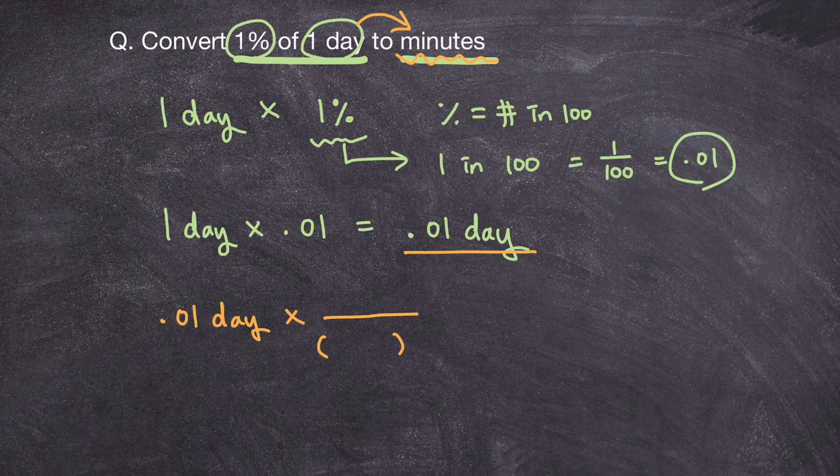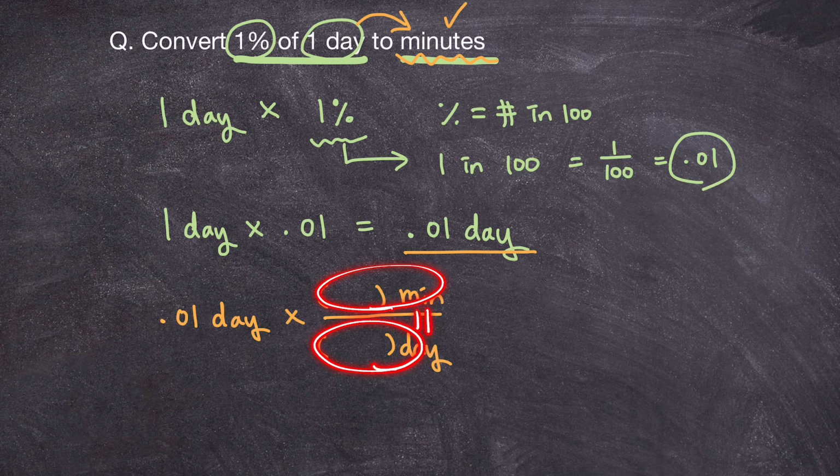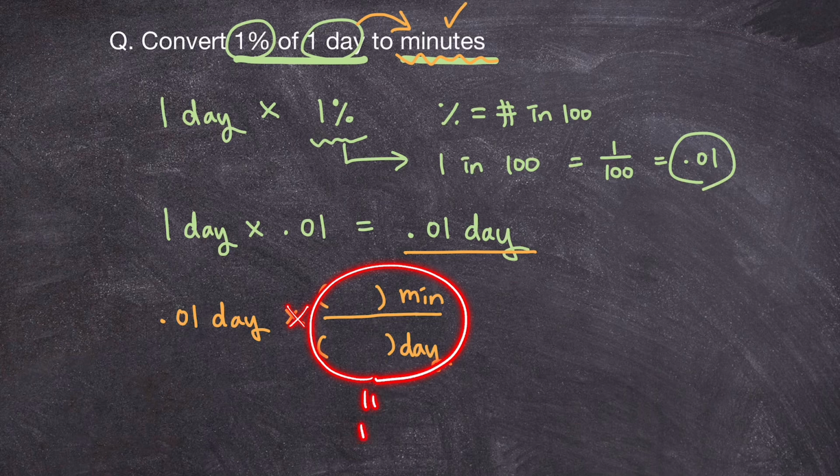And in this case, you want to get rid of day. So let's put day in the denominator. And your numerator should have the unit that you want to convert to. In this case, it's minutes. And another thing that you have to pay close attention to is that these two values should equal to each other. In other words, you are multiplying 1, and this number should equal to this number.